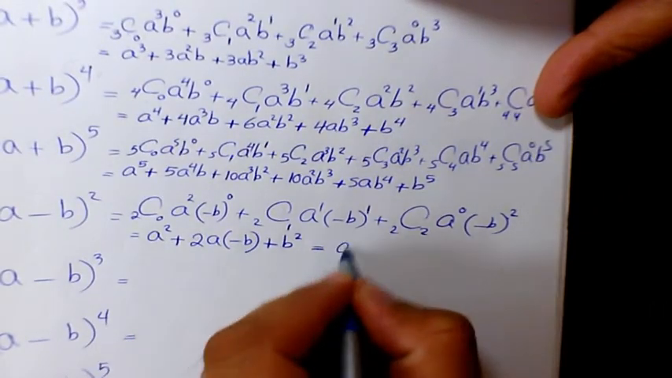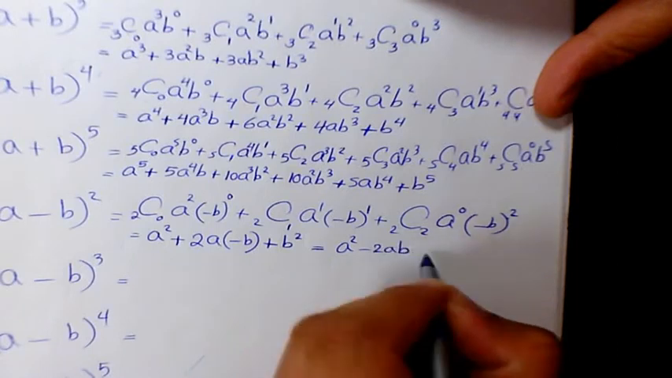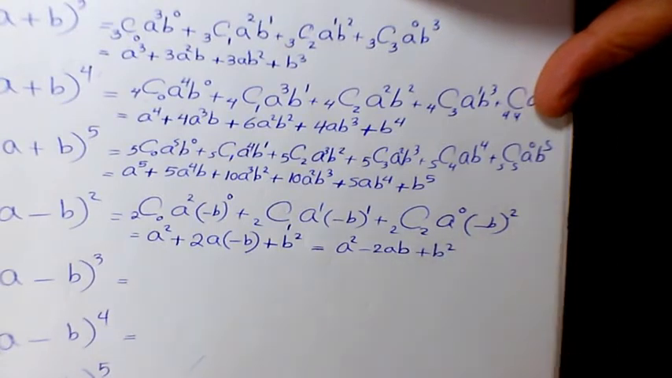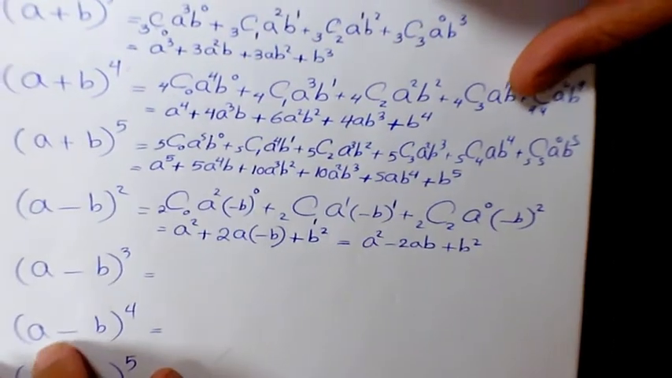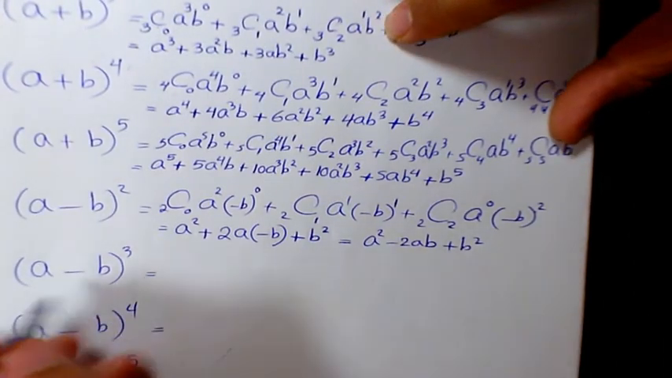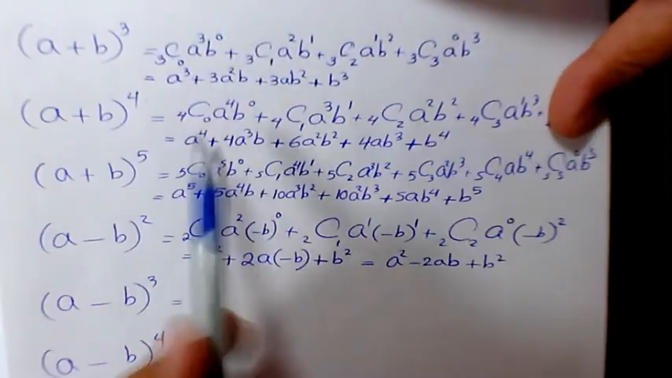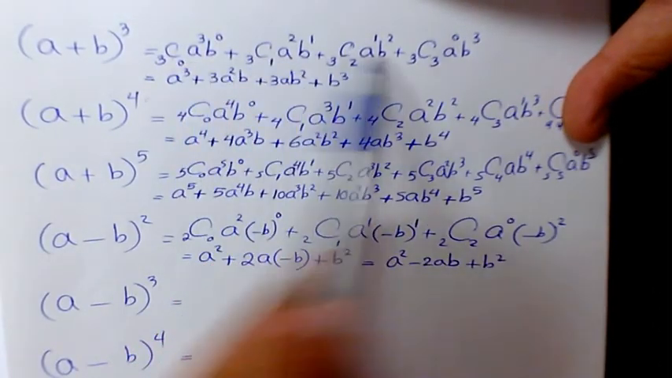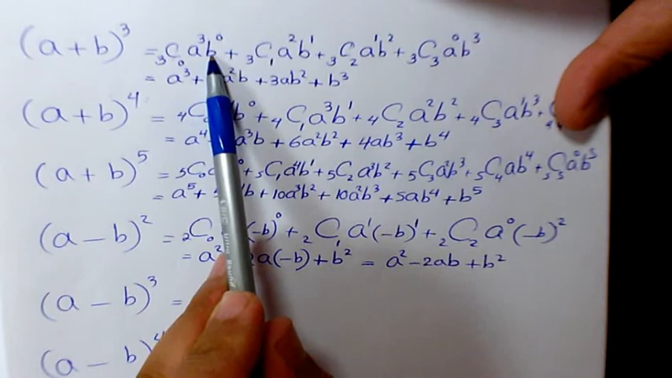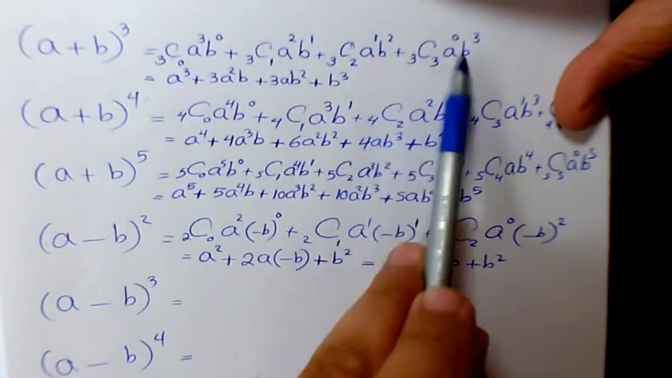So that's going to be a squared minus 2ab plus b squared. So that's going to be the expansion here. Next one, a minus b to the power of 3. So it's going to be very similar to this formula, but instead of b, you need to put negative b.